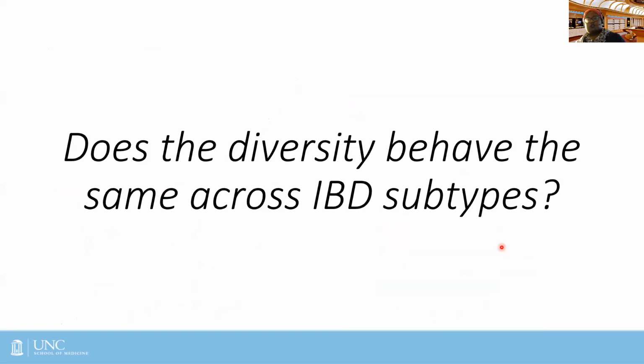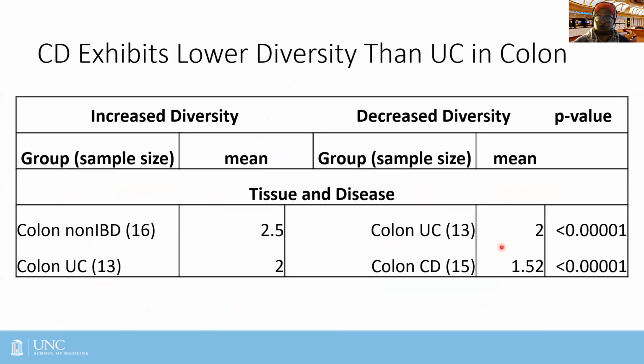So the first question we wanted to know was, does diversity behave the same across IBD subtypes? So we noticed that when we're looking at both UC and CD patients, instead of them both losing diversity by the same amount, it seems that there's actually more of a decreasing gradient, with non-IBD patients having the highest diversity, followed by UC, followed by Crohn's disease. And this is in line with some literature where some UC patients are undergoing a great loss of diversity, and some other UC patients seem to maintain a similar diversity compared to non-IBD controls.